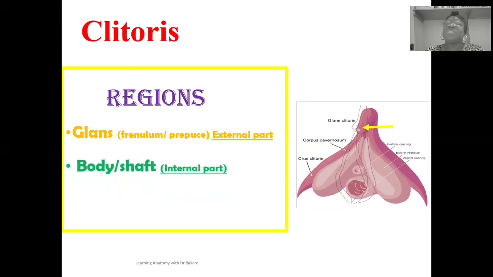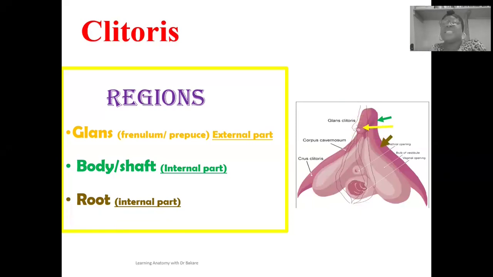The second subregion is the body, that can also be referred to as the shaft. So after the glans of the clitoris, the next subregion that we would see is the body or the shaft. And this is what is arrowed in green. And this is the internal subregion of the clitoris. And if you go more inferiorly using this image, you have the root of the clitoris. And this is where you have the root of the clitoris here, arrowed at this point.